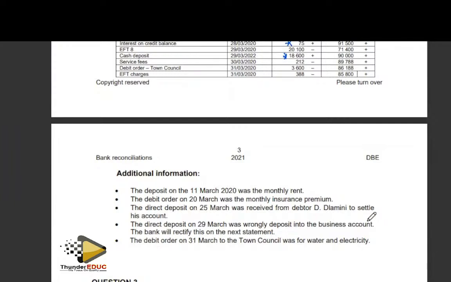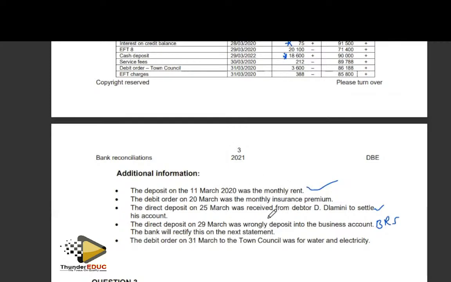So we don't need to record this, okay? So we are done with this. It's better to tick them off so that they don't disturb you when you are doing the other work, when you're dealing with the other items, okay? So I'm done with that transaction. I'm done with this one. So this one is going to be BRS, bank reconciliation statement. We don't need to record it because it was not our money, you understand?